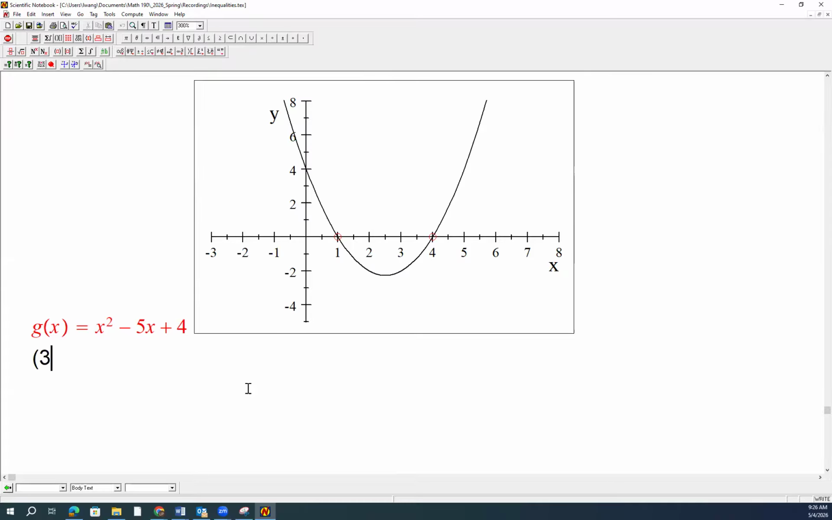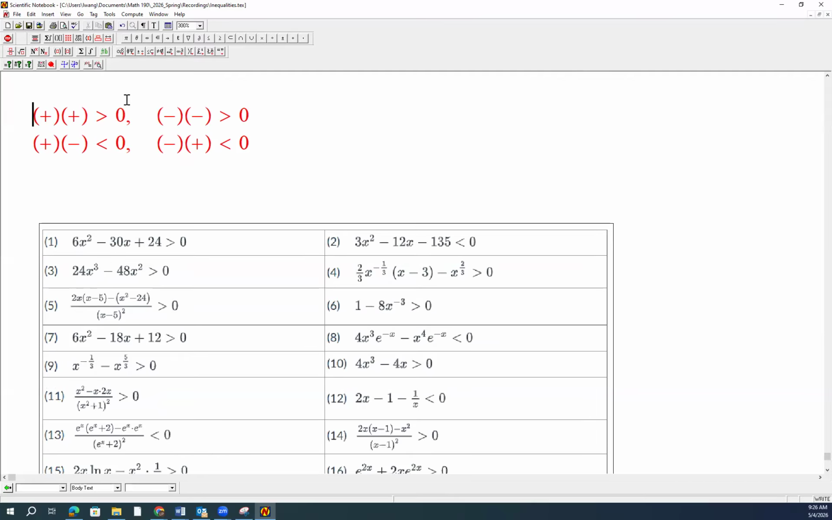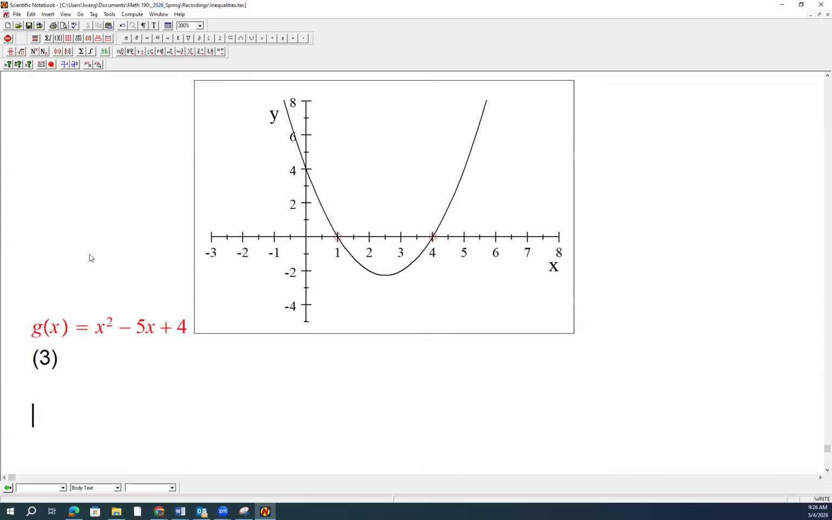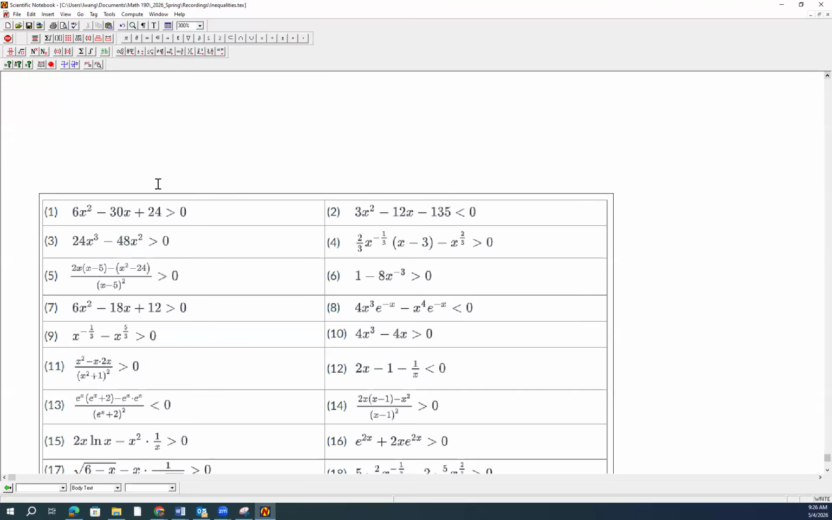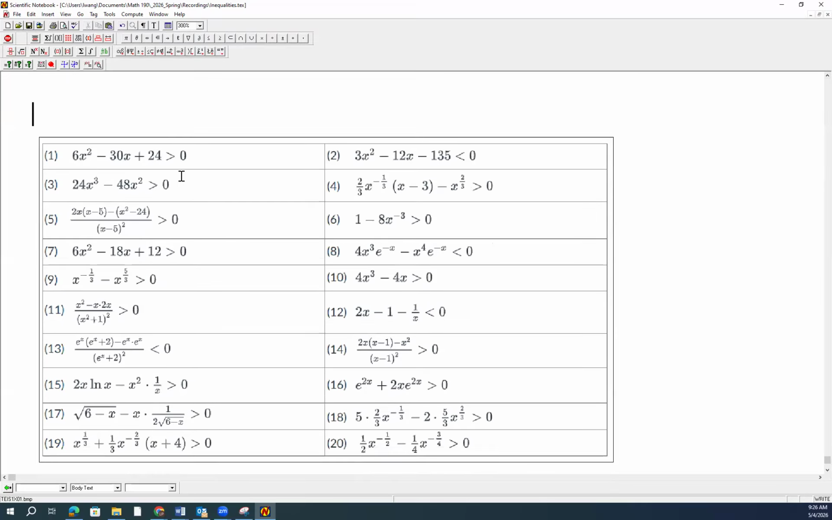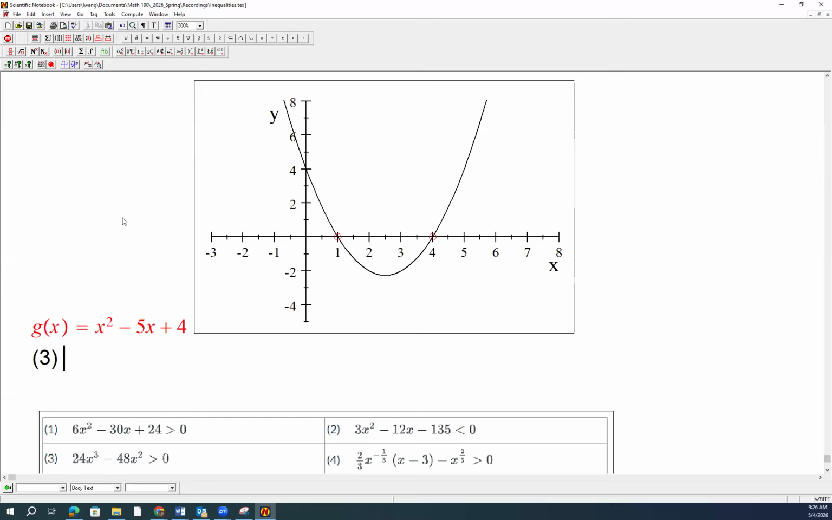So number 3 is going to be 24x squared. Okay, so let me make sure. I'm going to remove this. Hold on. Sorry. When working with two softwares, sometimes the two software don't talk to each other.